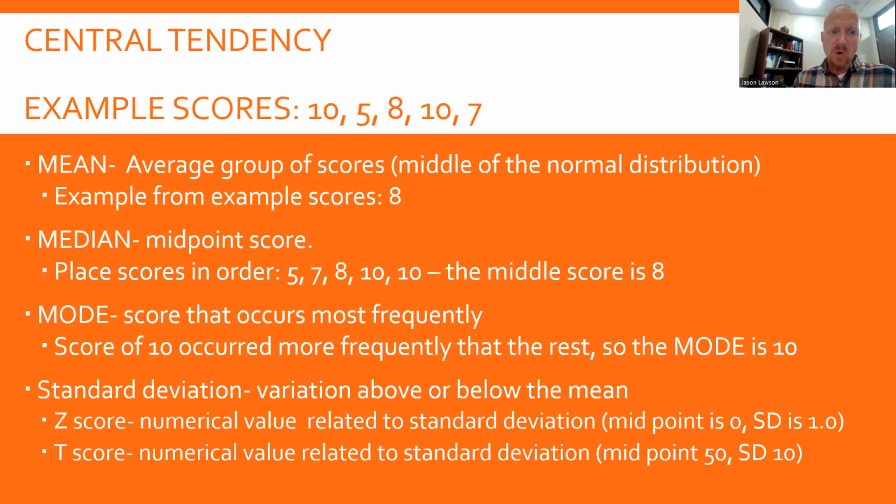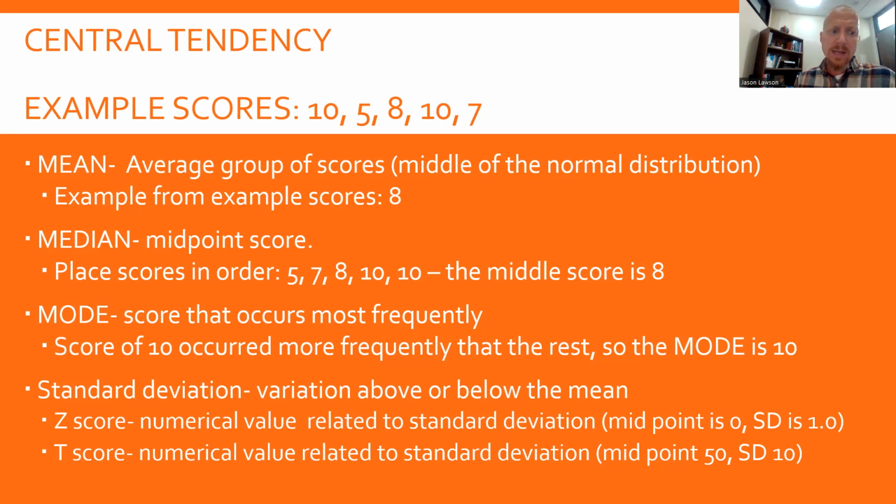Our median, or our midpoint score, and there are some assessments where you do figure out the median instead of the mean. This is going to be your midpoint score. So you're going to rank order them. The lowest would be 5, and then 7, 8, 10, 10. And the median is nothing more than the middle score. So in this case, it would be 8.